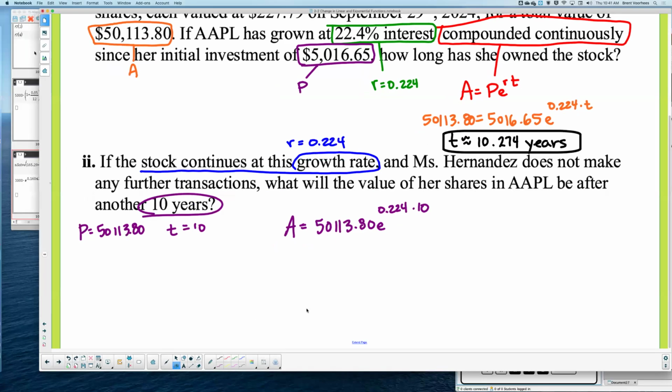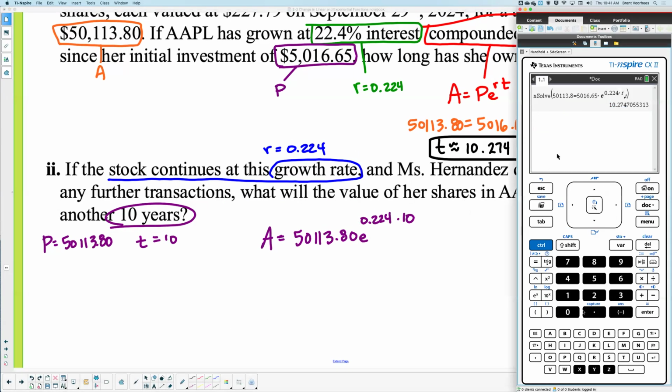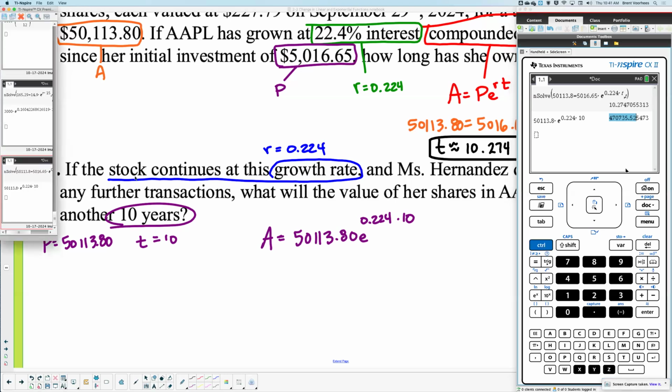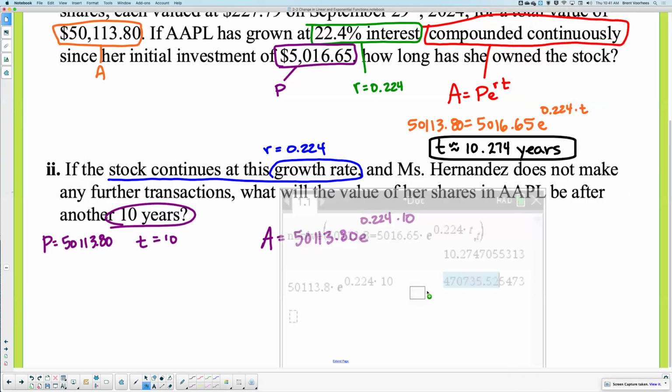All right, let's type this in. Do I need to do an insolve this time? Nope, because our variable's already isolated. There it is. I'm getting $470,735.52 or 53 cents, depending on if you want to round. That's incredible. How about that?